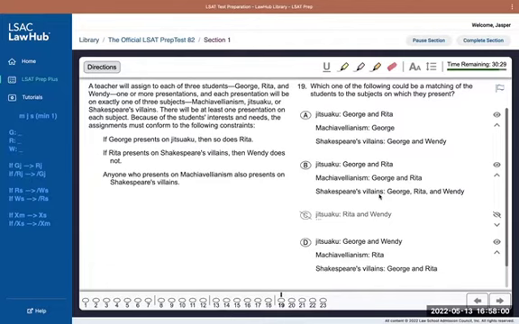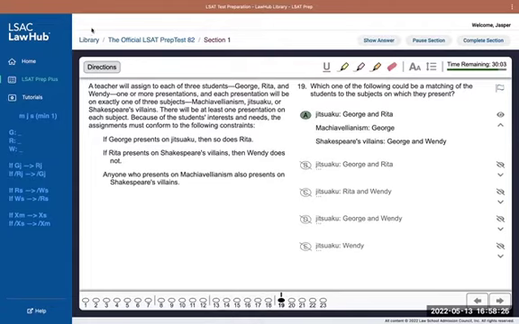If we look at rule 1, if we have George here, we also should have Rita. And so we can eliminate D because of that. We should have Rita, not Wendy. Or Rita and Wendy potentially. Okay, and then if Rita presents on Shakespeare's villains, which happens in B, then Wendy shouldn't. So we can eliminate B, and the correct answer is A.